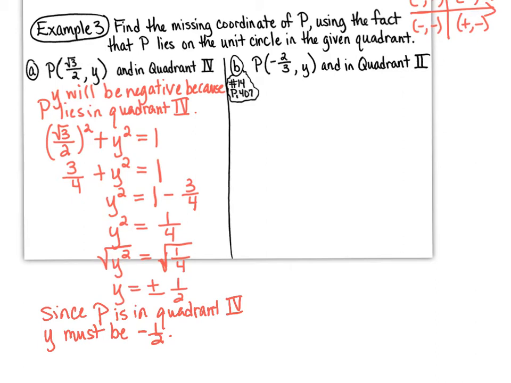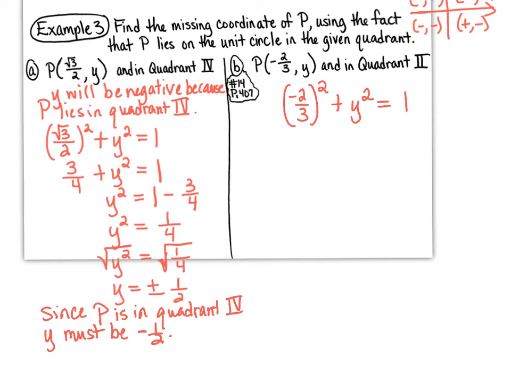Square root of 3/2. No. I'm sorry. You take -2/3 squared plus y squared equals 1. So -2/3, and since this is a negative, let's say the quantity squared, plus y squared equals 1. Now what?